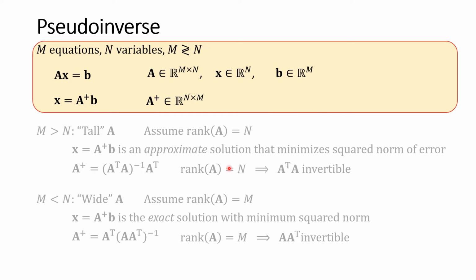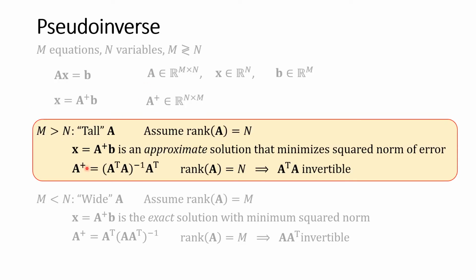A quick preview of what this lecture is all about. We shall be considering expressions of this form, Ax equals b, and we would like to find x, where A is an m by n matrix, and x and b are n and m dimensional vectors. x is the variable, and we want to solve for x. The solution is of the form x equals A plus b, A pseudo-inverse b, where the pseudo-inverse of A has dimensions n by m, so it's of the same dimension as A transpose.